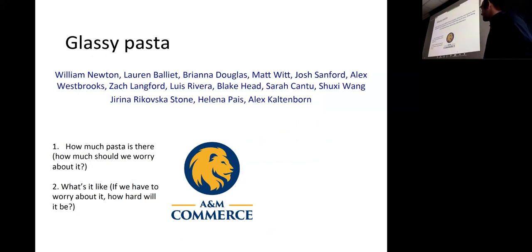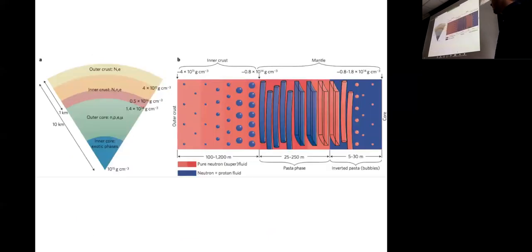I'm going to focus firstly on establishing as rigorously as possible how much pasta we should expect there to be. In other words, how much should we worry about it? And then secondly, what is it like? If we have to worry about it, how hard will it be to worry about it?